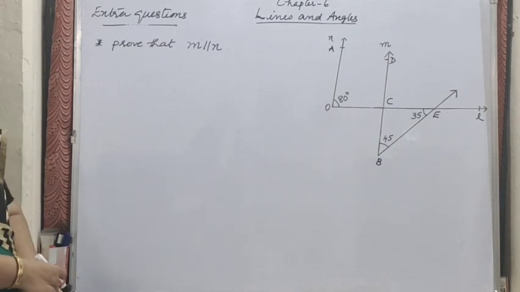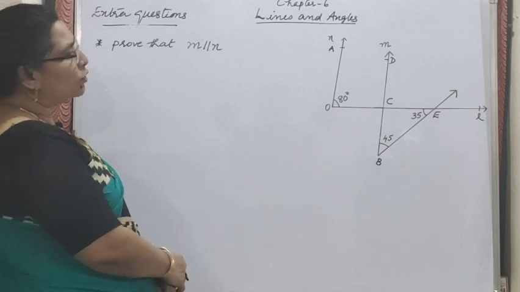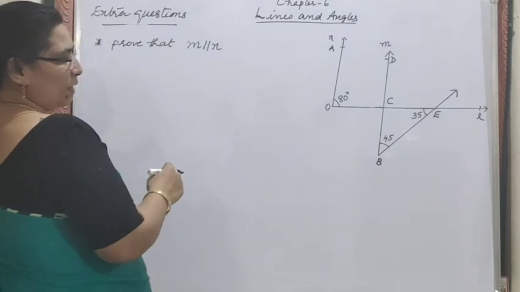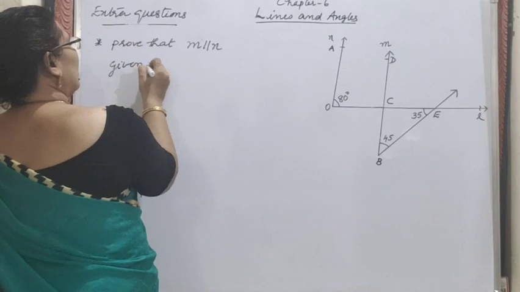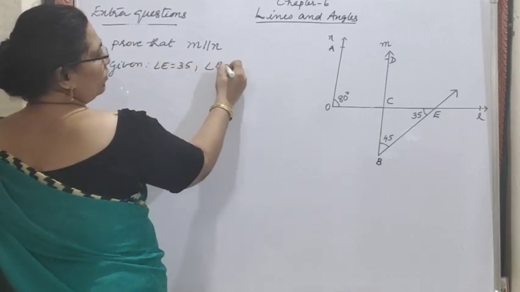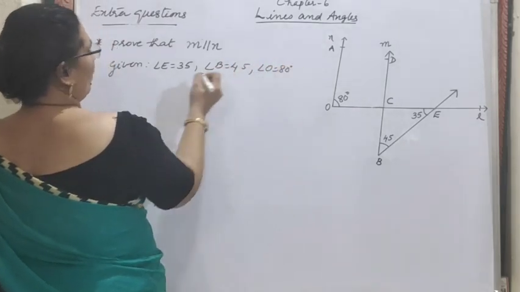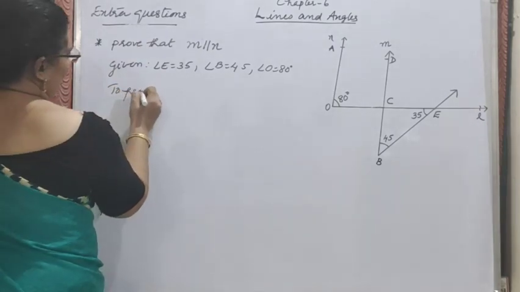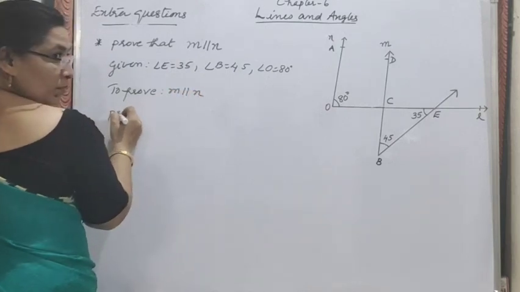Prove that M parallel to N. In the given question, so many measurements of angles are given. We have to show that these two lines are parallel. So what is given in the figure: angle E equal to 35, angle B equal to 45, angle O equal to 80. To prove: M parallel to N. Proof.